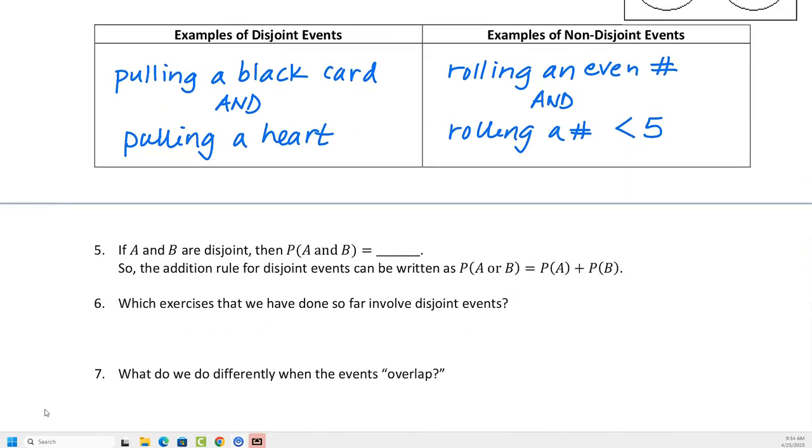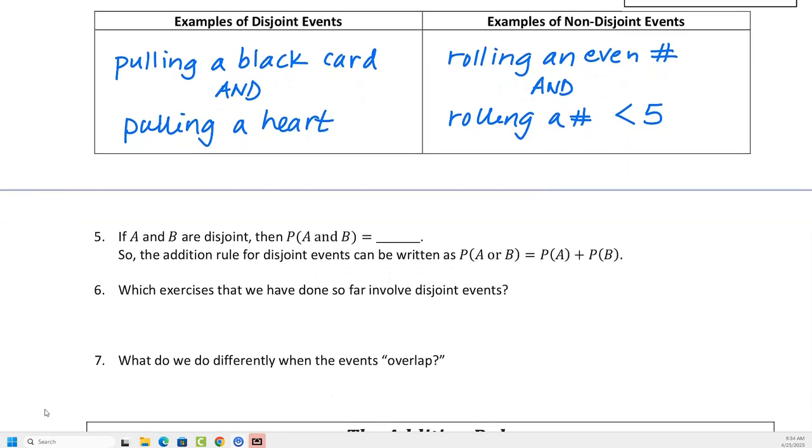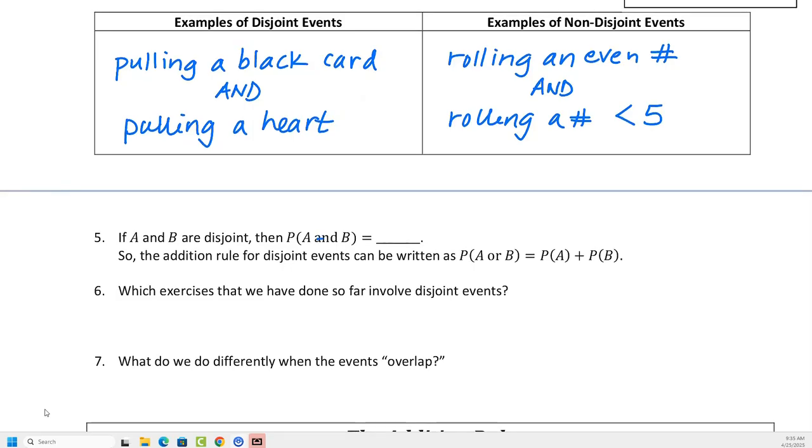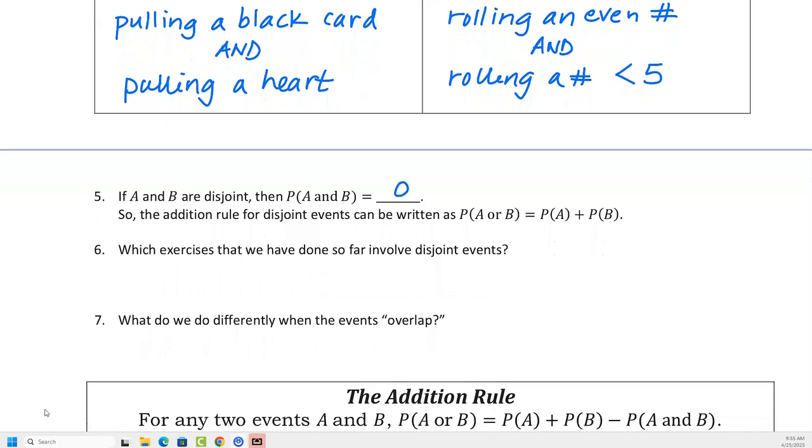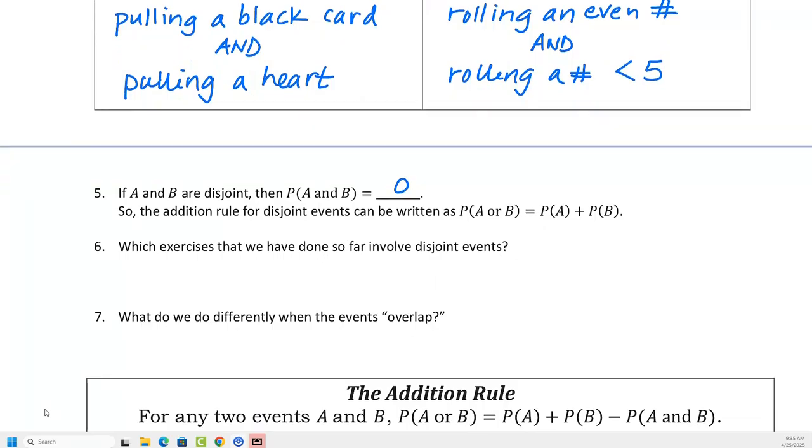Okay, so if A and B are disjoint, the probability of A, this is wrong here. This should be or. The probability of A or B occurring, if they are disjoint, would be the probability of A. Oh, sorry. I lied. It should be and. If they're disjoint, the probability of A and B is 0. There's no way that it's going to happen. I apologize for that.